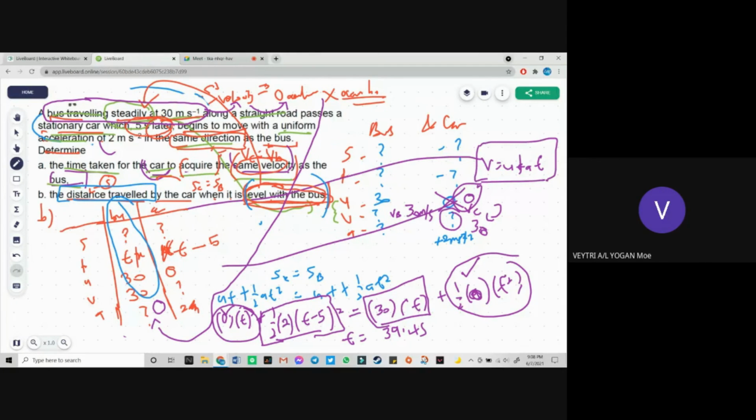Alright guys. 39.4 seconds ni adalah t kan? T dekat sini. Alright? T dekat sini. Yang ini jangan lupa. T tolak 5. Alright? Kalau ditanya what is the time for car, you have to 39.4 seconds minus 5. Alright. Itu bukan final answer. Dia tanya apa? What is the distance traveled by the car when it's level with the bus?